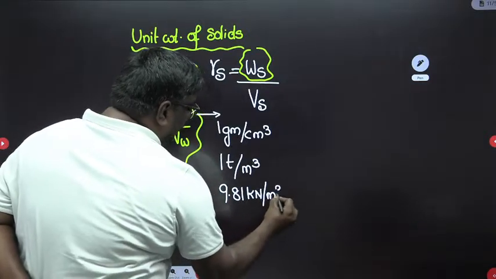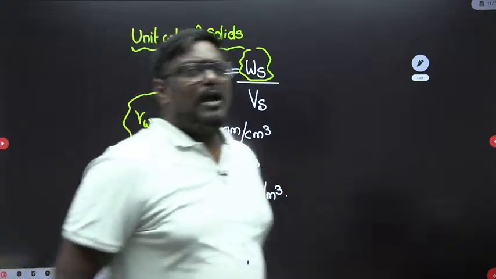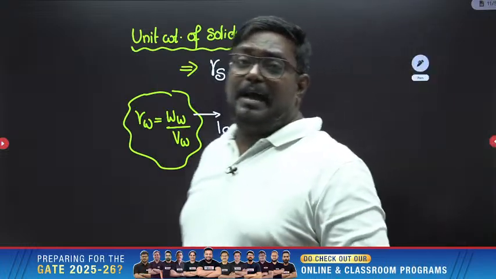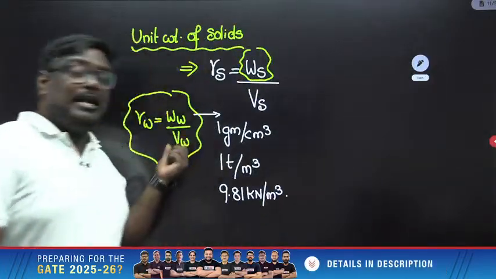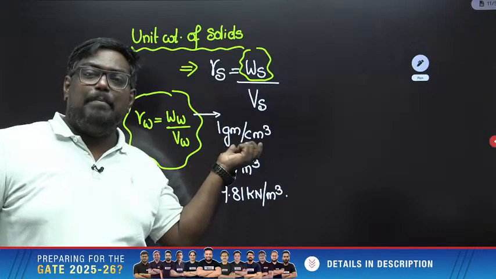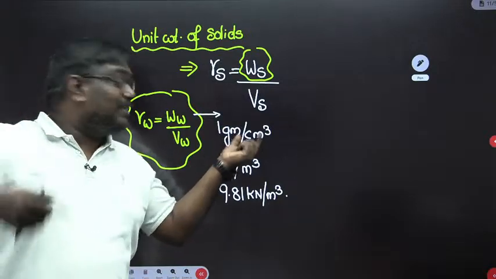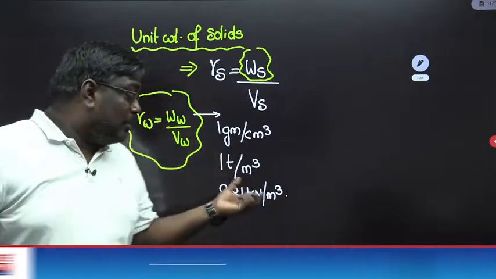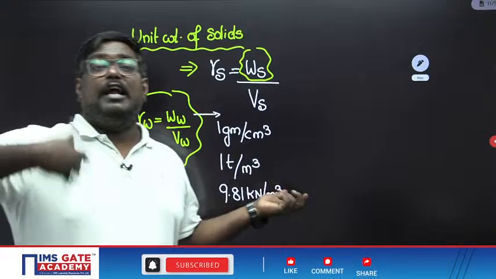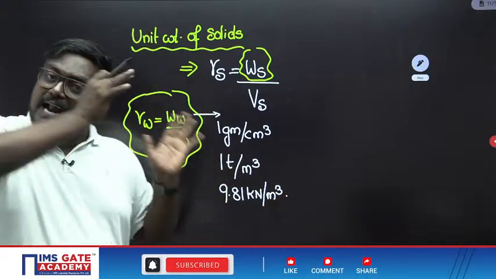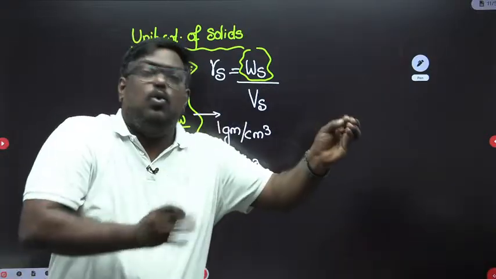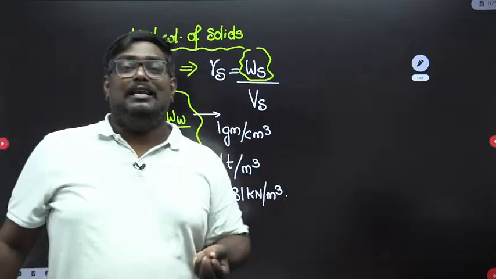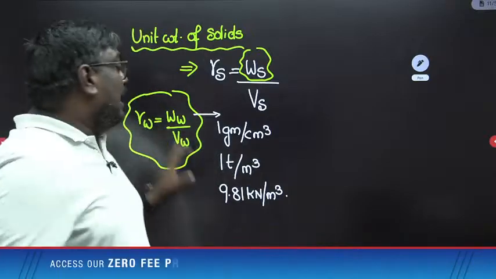Now my dear students, especially the students who are preparing for IES, Indian Engineering Service or state level exam, sir, whenever you are taking gamma W, please take either 1 gram per centimeter cube if the depths are given in centimeter, or 1 ton per meter cube if the depths are given in meter. But don't take this value because you will get lot of calculation. But at the end, in the final answer, if you get 2 or 3, then you multiply with 9.81, you will get the answer in kilonewton per meter cube. I hope you are clear.